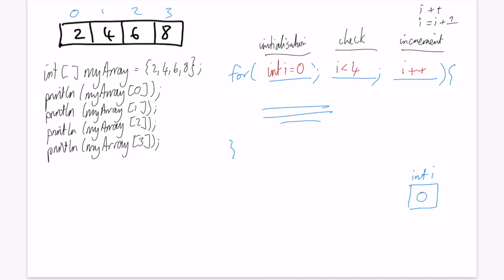Stage 2 is that I move to the check section. The check is that i is less than 4. So I'm going to check, is i, which is currently 0, less than 4? The answer is yes. And because that answer is yes, I am then going to perform whatever action is in here. The action in there is going to be print a line with my array at position i. So I am going to print out the number 2.